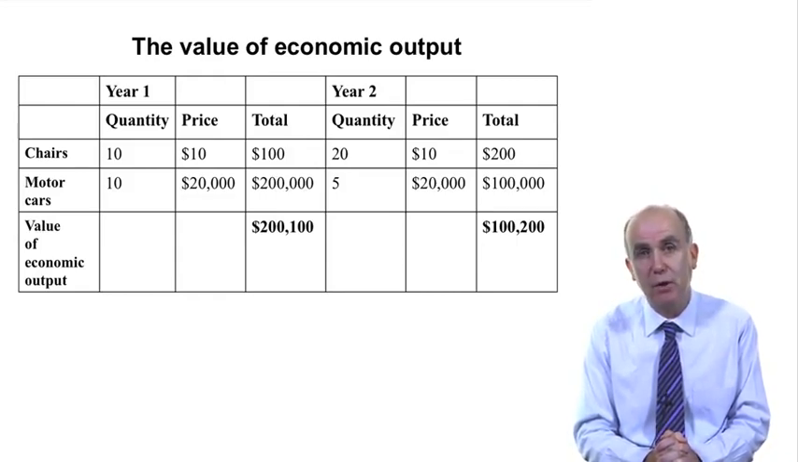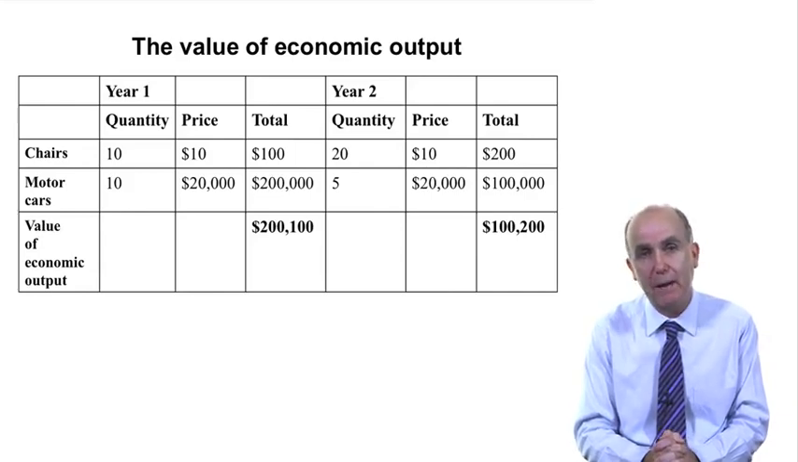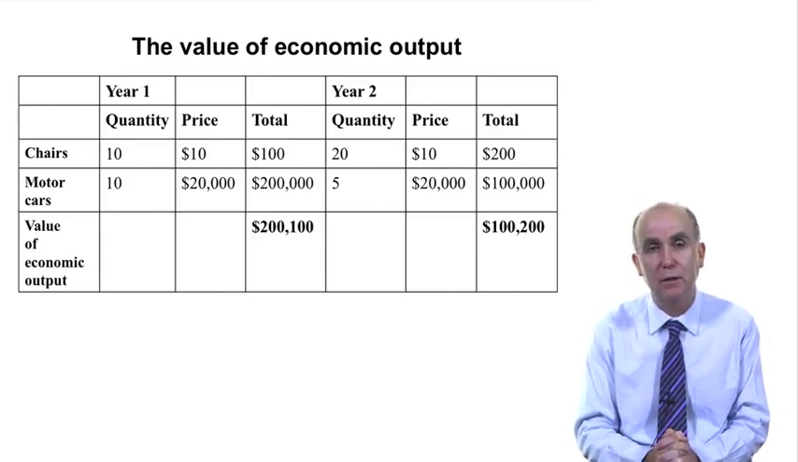$200,100. And by applying the same prices, we can work out that the value of economic output in year 2 is only $100,200. So by converting the amount of output that society produces into this value measure, we can more easily work out whether output, the value of economic output, has increased across time, what's happened to the level of economic development.